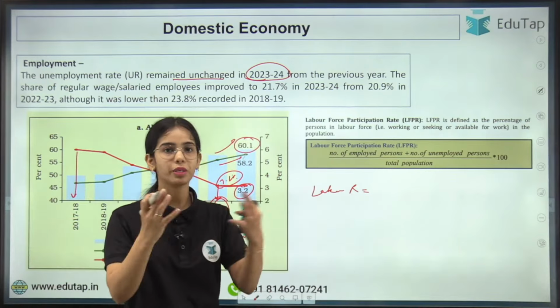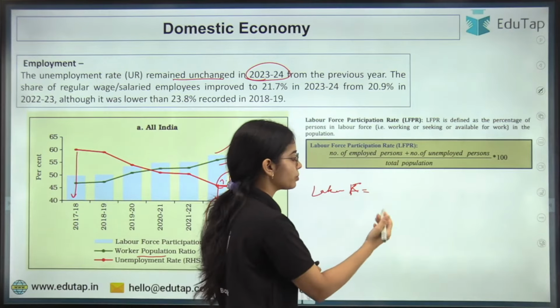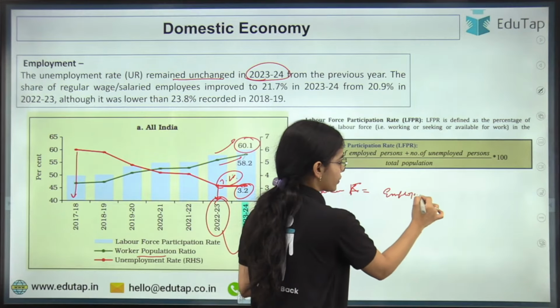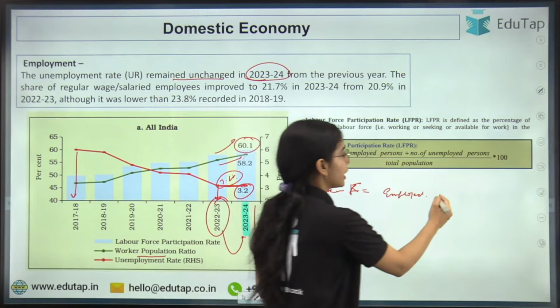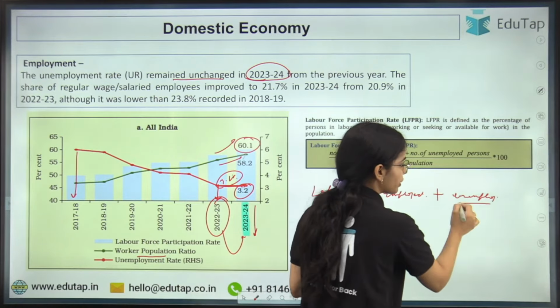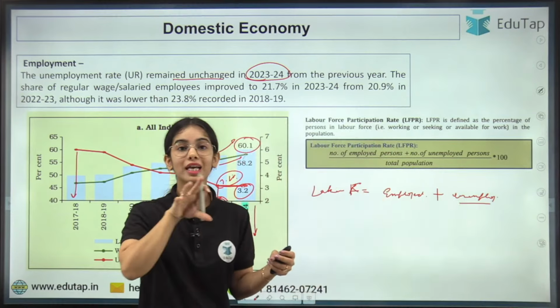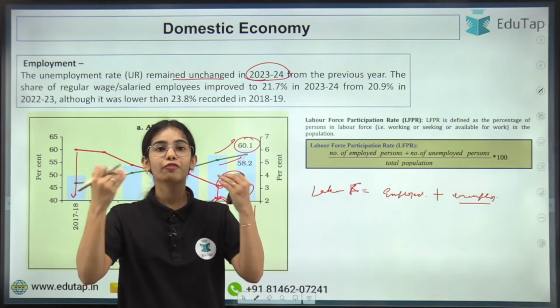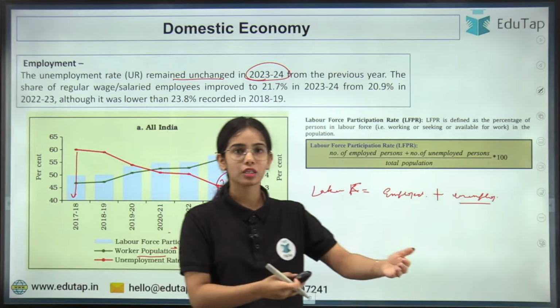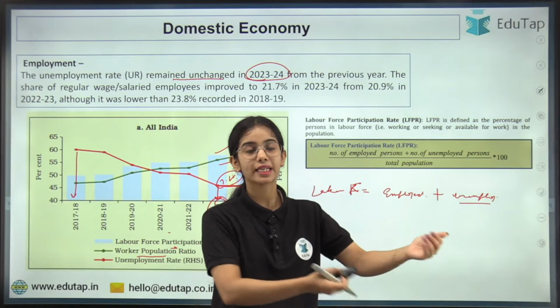So labor force consists of all the people that are employed in the country above the age of 15, and the unemployed people. Unemployed people means the people that are unemployed but they are actively searching for a job and they are willing to work and they are above the age of 15. It's not like the child has just been born and we are saying that this is unemployed.